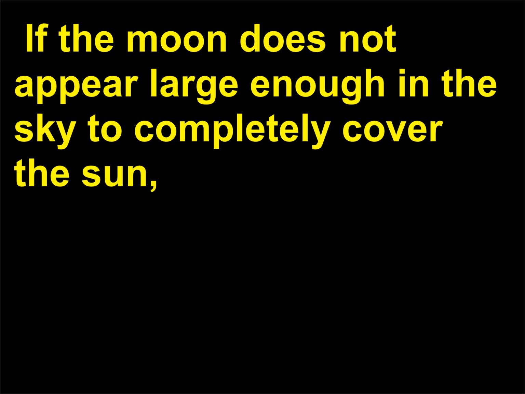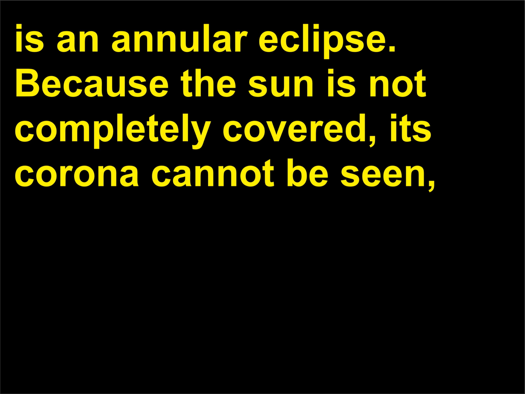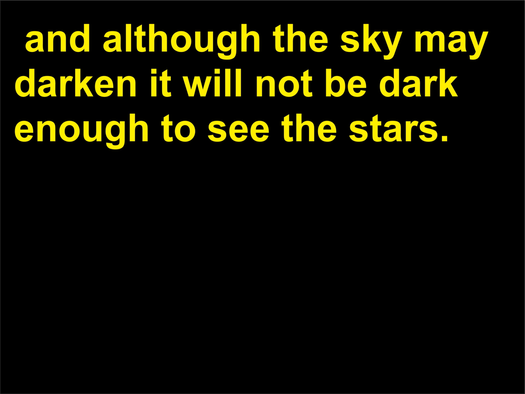If the moon does not appear large enough in the sky to completely cover the Sun, it appears silhouetted against the Sun with a ring of sunlight showing around it. This is an annular eclipse. Because the Sun is not completely covered, its corona cannot be seen. And although the sky may darken, it will not be dark enough to see the stars.